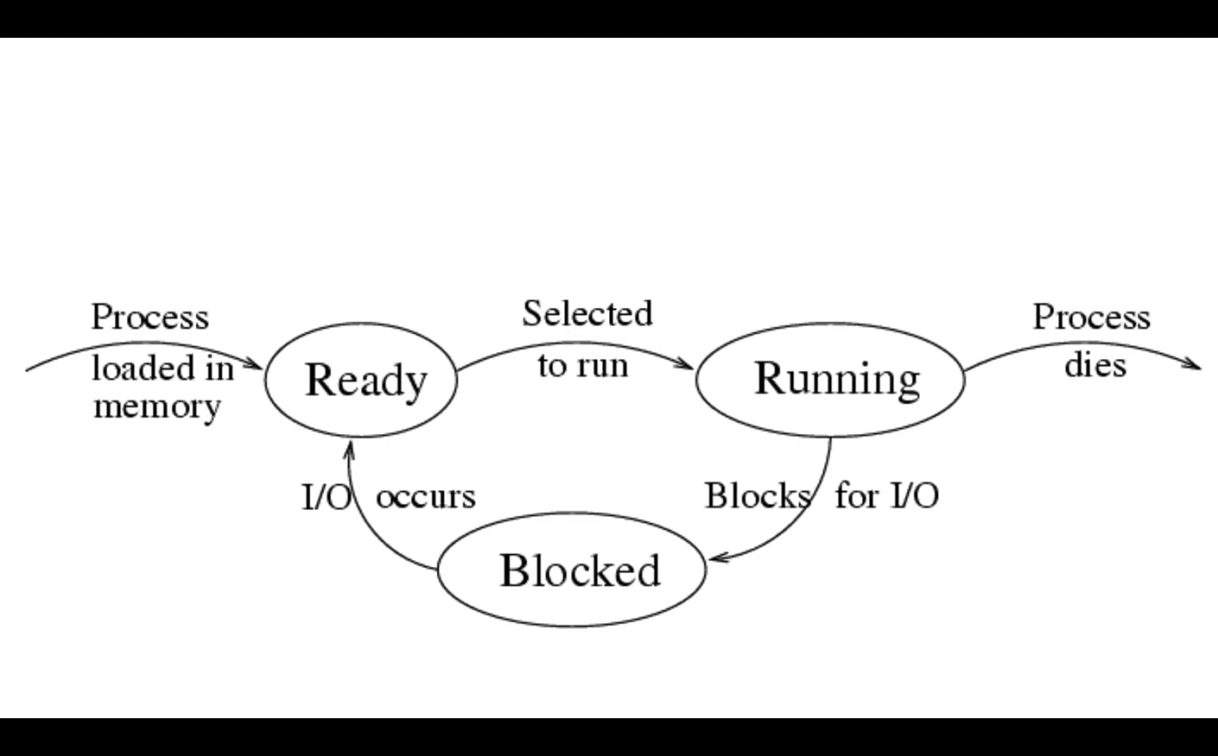That's called blocked. If you look at this diagram then, the process is loaded in memory and it is ready to run on the processor. If it's selected to run and it gets put on the processor, then it's currently in a running state.